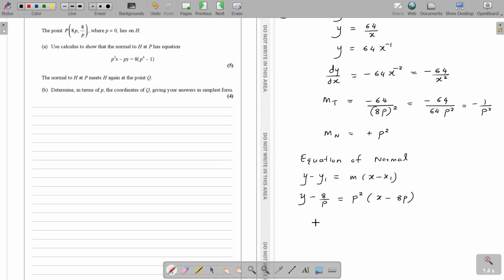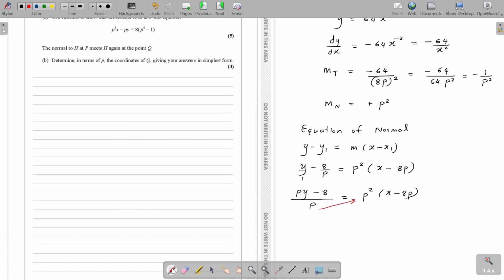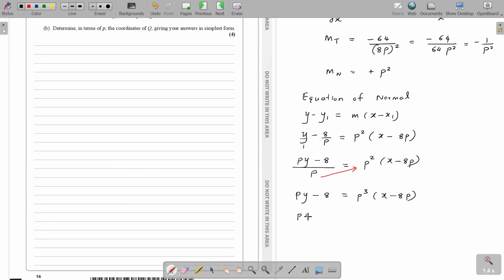Shall I take a common denominator with p here? So I get (py minus 8) whole thing divided by p. Do you agree with me? Equals p square times (x minus 8p). Or else, if you wanted, you could have multiplied this entire equation by p. That is also okay. So now I'll take this p as a division to the other side as a multiplication. I end up getting py minus 8 equals p square into p, which is p cube, times (x minus 8p). So py minus 8 equals, opening the bracket, x times p cube minus 8p to the power 4. Do you agree with me?